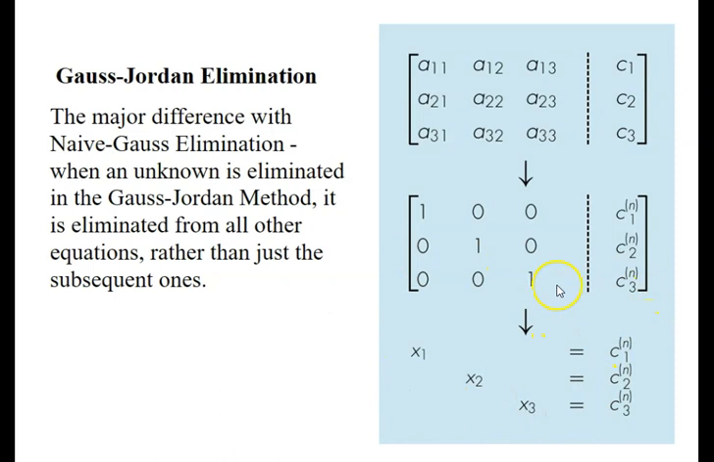Once you have transformed this into this, you can just easily solve for x3, which is this value, and x2, which is this value, and x1, which is this value. As easy as that. But in order for you to come up with this identity matrix, I will show you in my next tutorial.